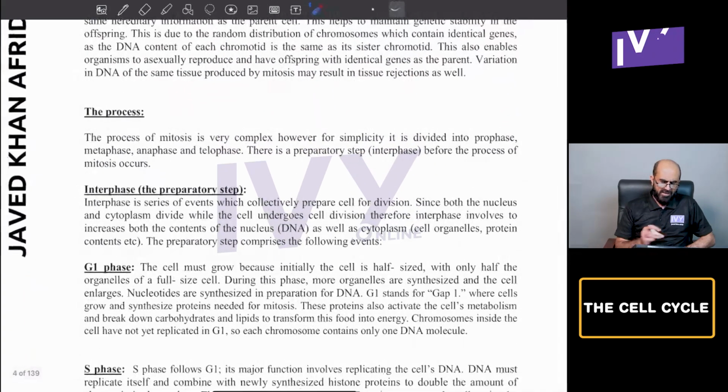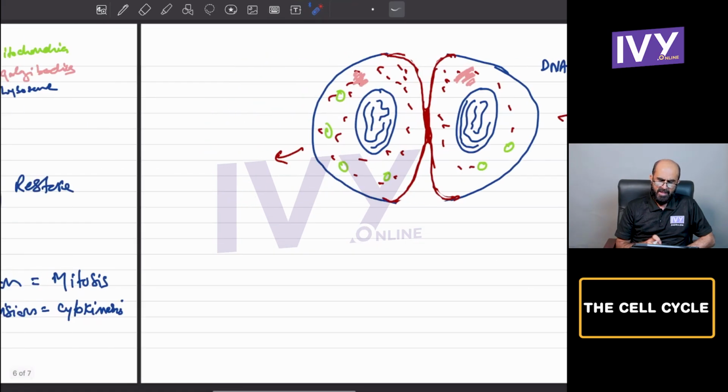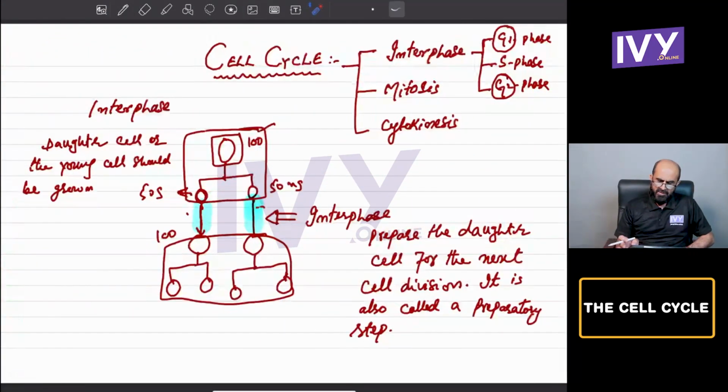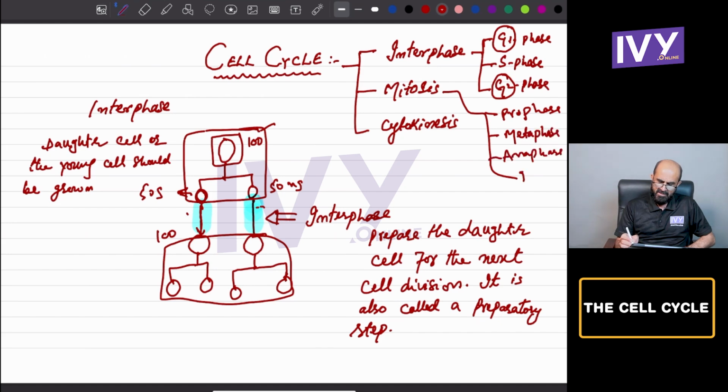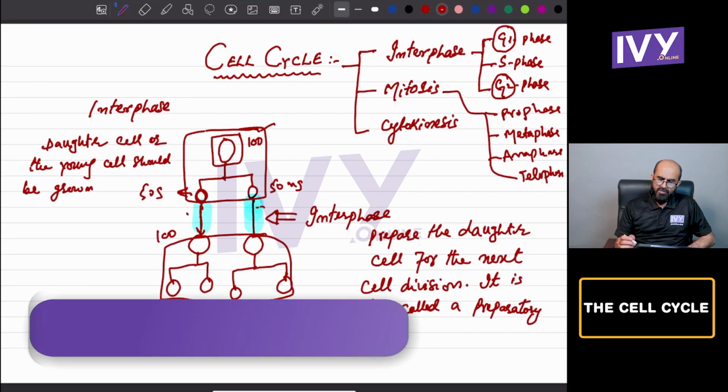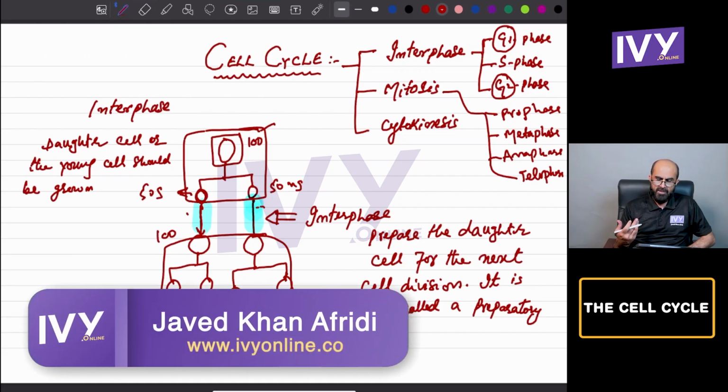Now, I told you what interphase is. The process of mitosis is very complex. However, for simplicity, it is divided into prophase, metaphase, anaphase, and telophase. There are 4 steps in the process. As I told you, interphase is made up of 3 steps. Similarly, mitosis is made up of 4 steps: prophase, metaphase, anaphase, and then telophase. Each one has a different time period for how long the process continues.